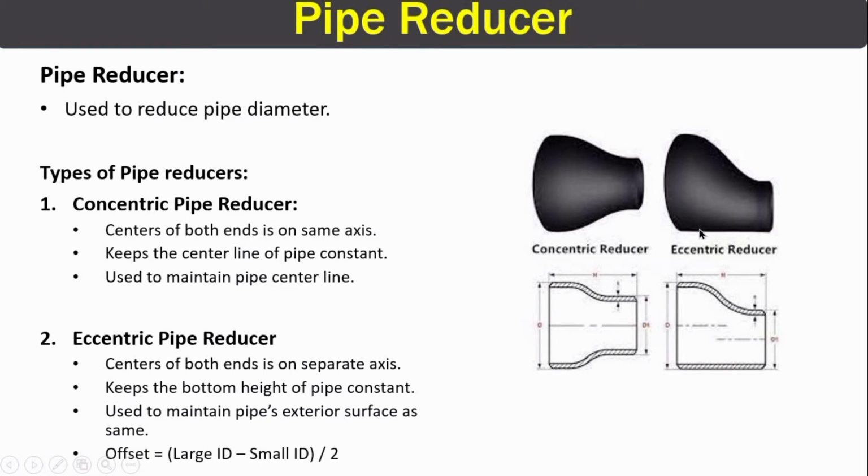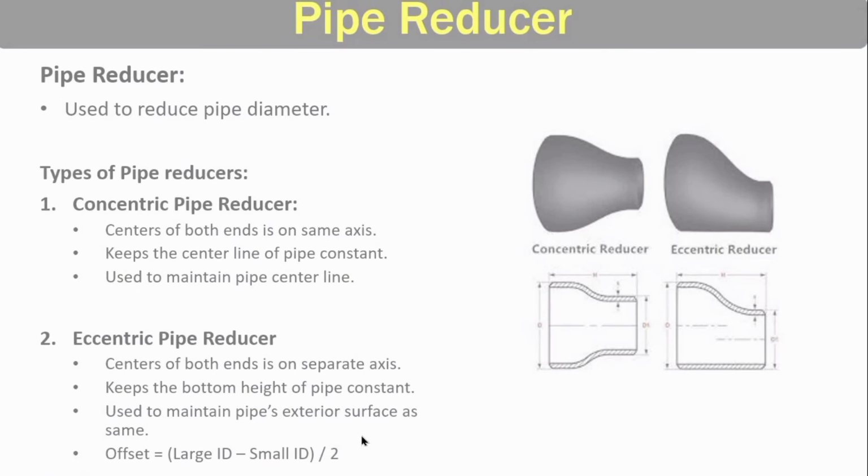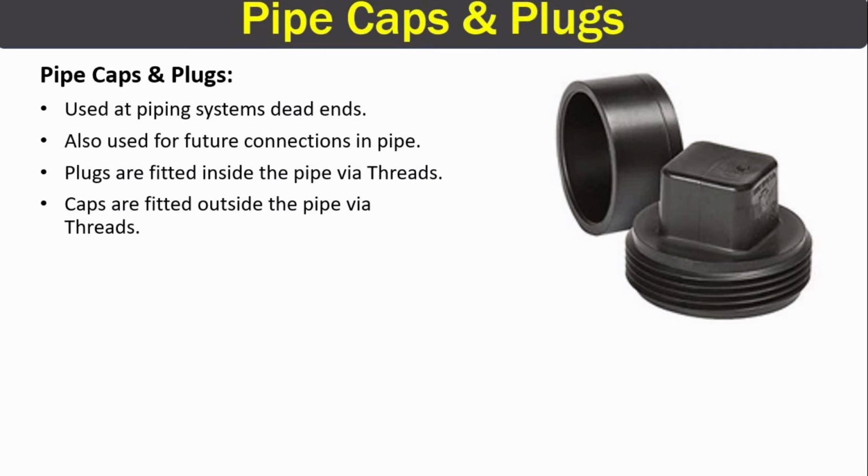Here you can see this bottom line, and we have an offset in this eccentric reducer, and the formula is written: large inner diameter minus small inner diameter, divided by 2. This is the formula for the offset for an eccentric pipe reducer.